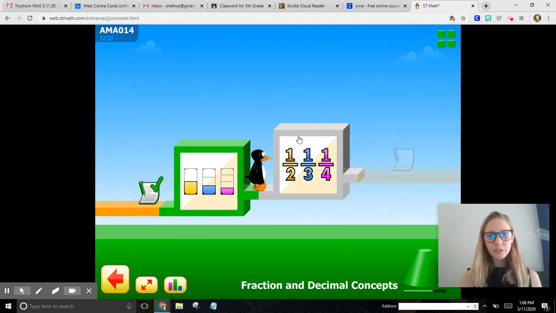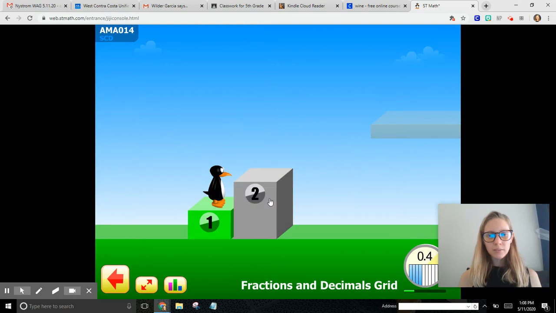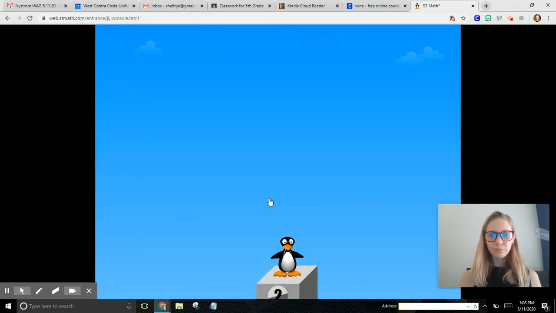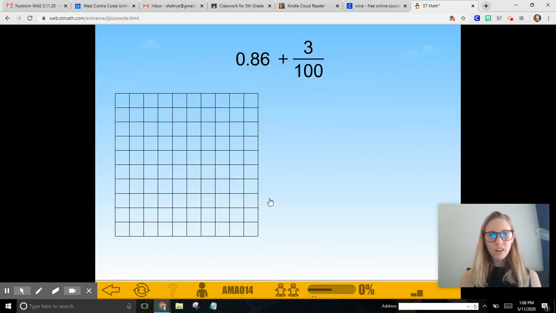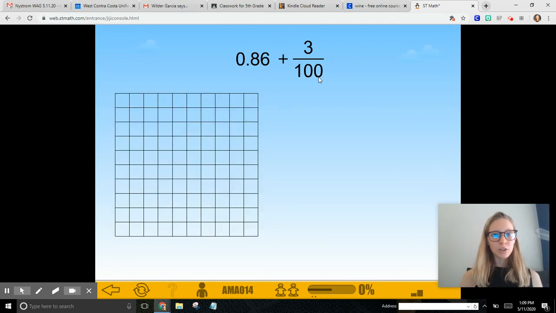So right now on the level that looks like 1/2, 1/3, and 1/4. Clicking in on level 2. So right here it's asking you 86 hundredths plus 3 hundredths. And then we're going to fill in the answer with the missing number, knowing that this is a hundredths grid, so we won't add out of 100.